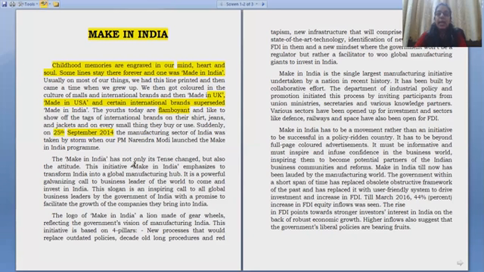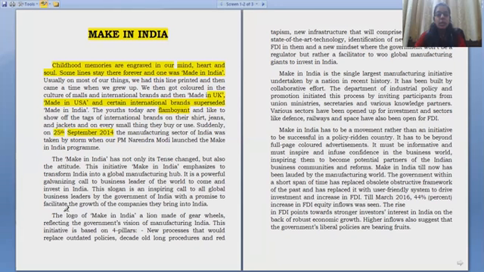Make in India has not only changed its stance, but also its attitude. This initiative, Make in India, emphasizes transforming India into a global manufacturing hub. It is a powerful galvanizing call to business leaders of the world to come and invest in India. This slogan is an inspiring call to all global business leaders by the government of India, with a promise to facilitate the growth of companies they bring into India.